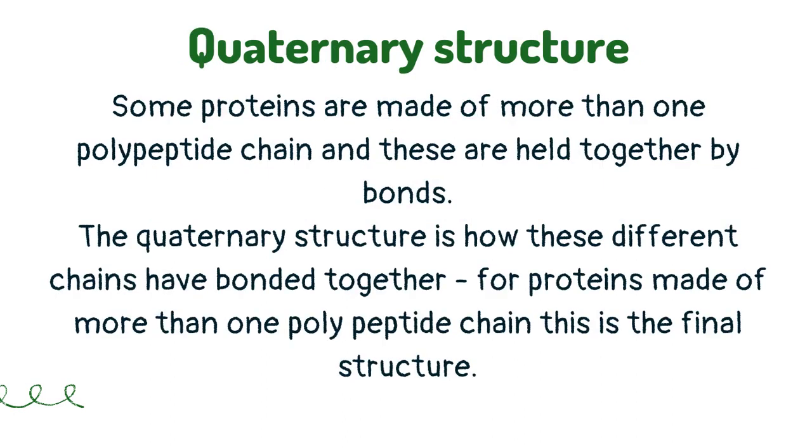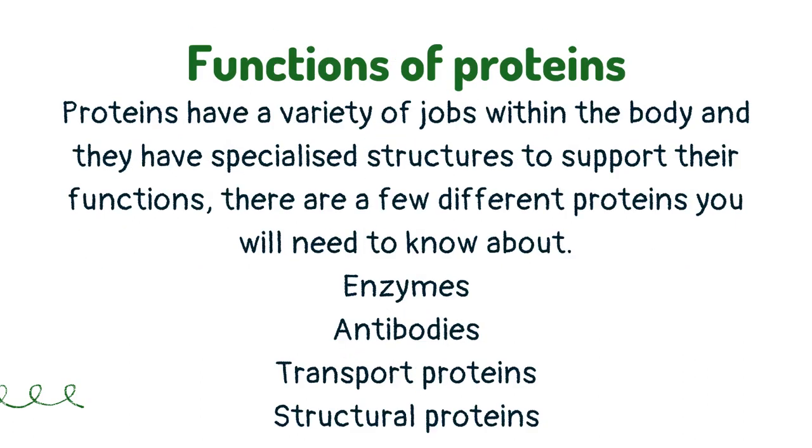Some proteins are made of more than one polypeptide chain, and these are held together by bonds. The quaternary structure is how these different chains have bonded together. For proteins made of more than one polypeptide chain, this is the final structure. Proteins have a variety of jobs within the body, and they have specialized structures to support their functions. There are a few different proteins you will need to know about. Enzymes, antibodies, transport proteins, structural proteins.